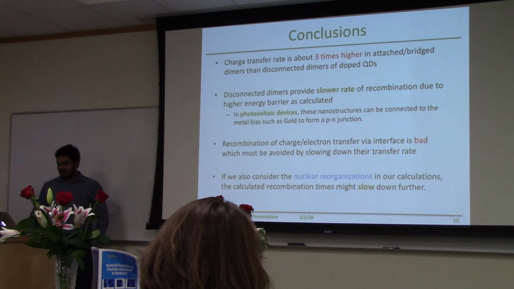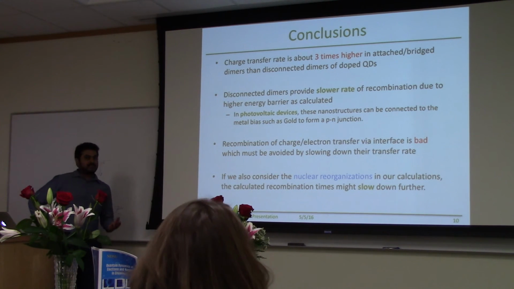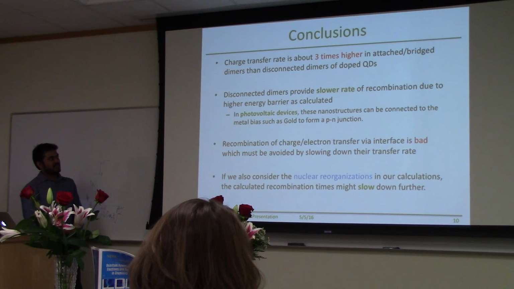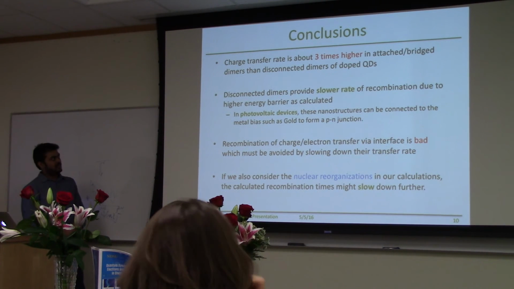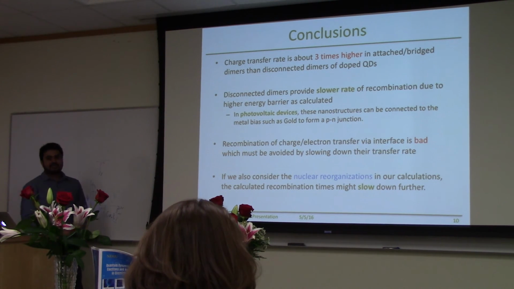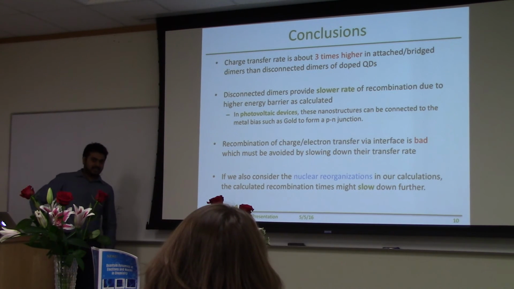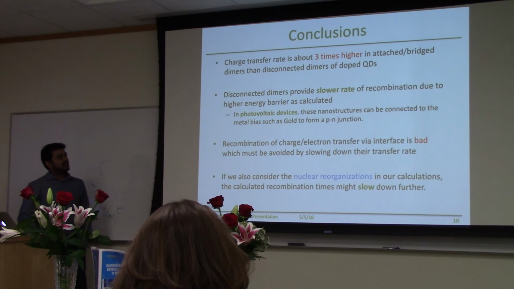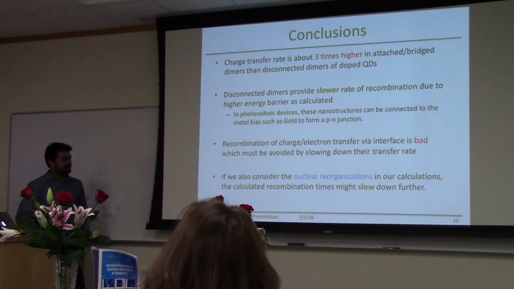With this, I would like to conclude with the following conclusions. The charge transfer rate is about 3 times faster for attached dimers compared to the disconnected dimers. And the disconnected dimers are slower, with a slow rate of recombination, because there is a high potential energy barrier. Because of this, they can be used in photovoltaic devices, and they can be connected to a metal bias such as gold.